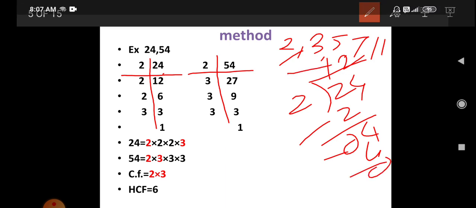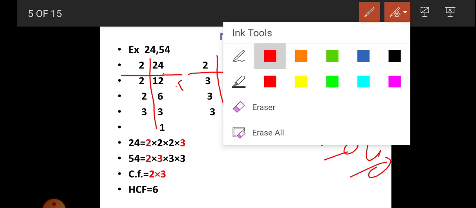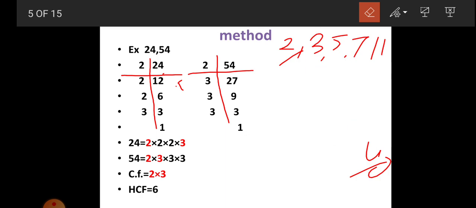So here I wrote 12 below the 24. And now again 12 is divisible by 2. In the 2 table, which times comes 12? 2 sixes are 12. So I wrote here 6.